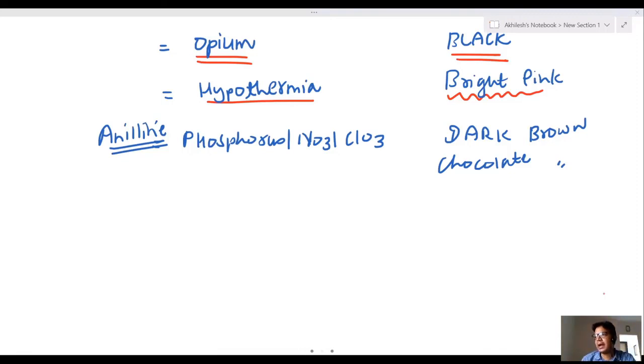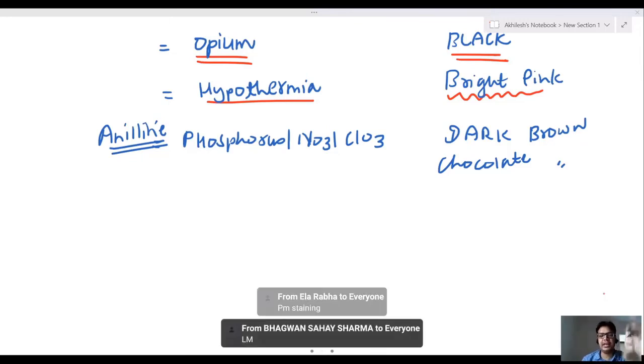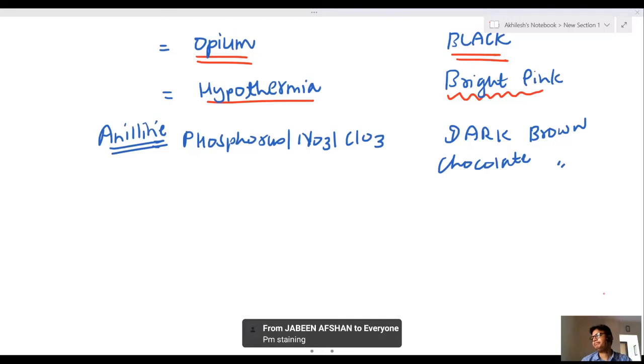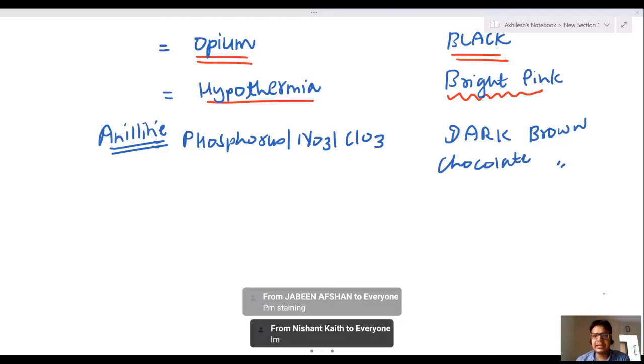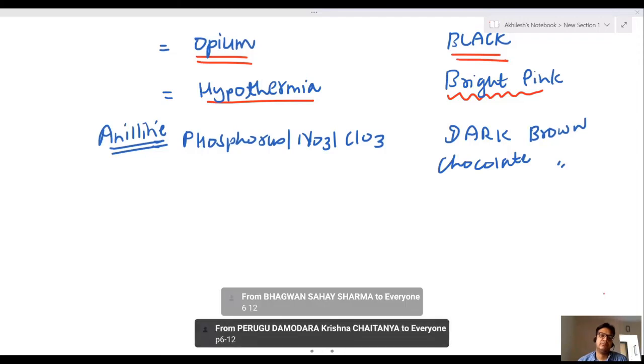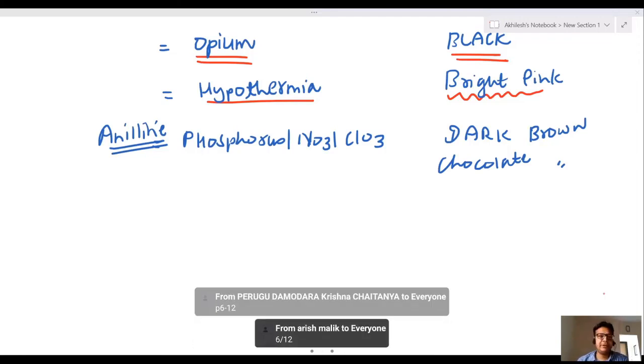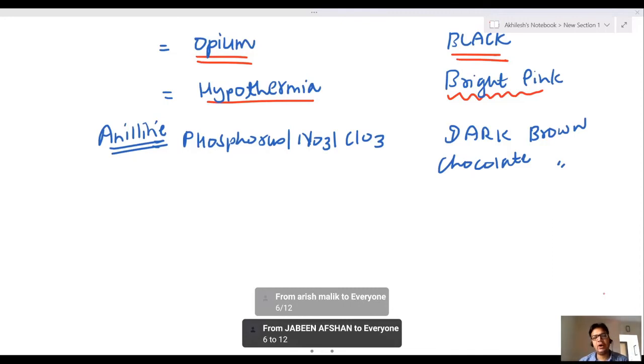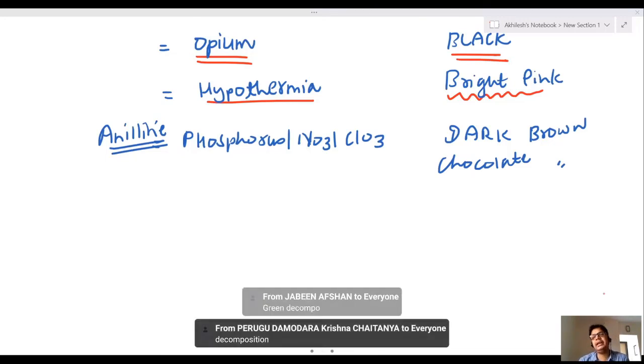Vibices, suggillation, hypostasis are other names of postmortem staining, or livor mortis, both are the same, or postmortem lividity. Postmortem lividity is maximum developed after how many hours of death? 6 to 12 hours. It persists till what change of death? Decomposition.